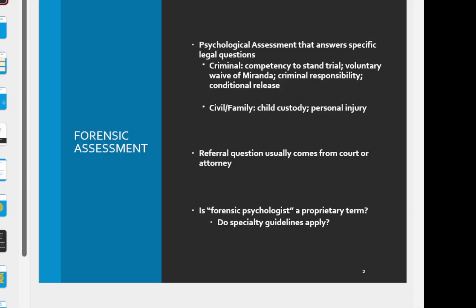Risk assessment, these are estimates of the likelihood that the individual will engage in future violent or criminal behavior. Here we're going to be using various different structured tools and clinical judgment to evaluate risk factors such as past behavior, mental health status, and environmental influences.